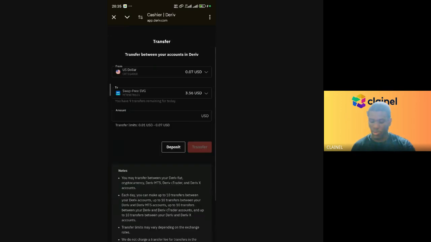So it's still the same thing. You can see there's transfer, and this is another way for you to withdraw your money. If you have money in your MetaTrader 5 and you want to withdraw it after making profits, this is to deposit.